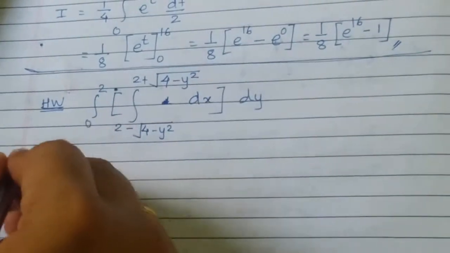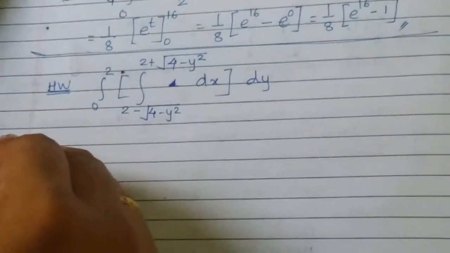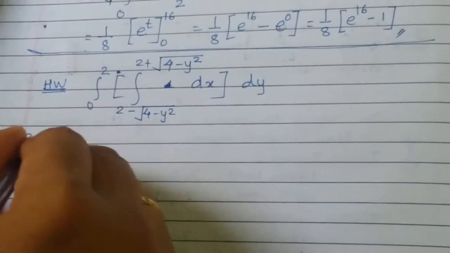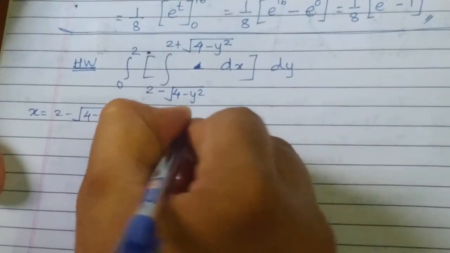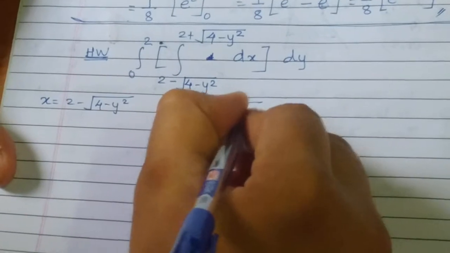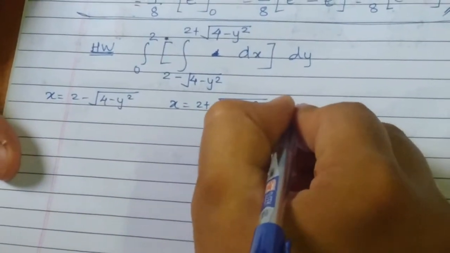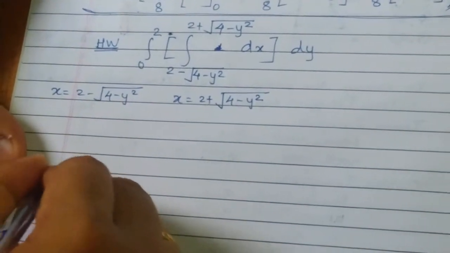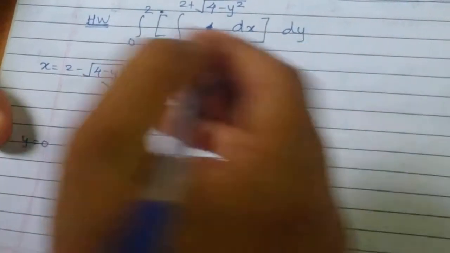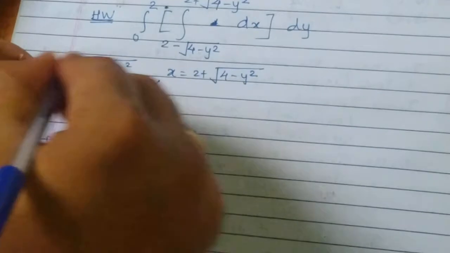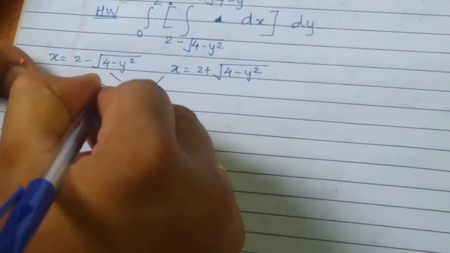But to change the order of integration, we need to identify the region of integration first. So x is equal to 2 minus square root of 4 minus y square, x is equal to 2 plus square root of 4 minus y square. These are the two limits. Another two limits are y is equal to 0 and y is equal to 2. From these two we get the same curve, squaring on both sides. Either you can take this one or this one. We have x square.